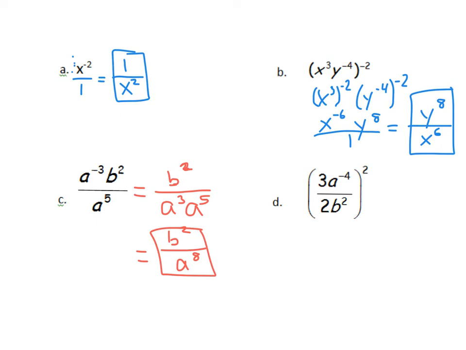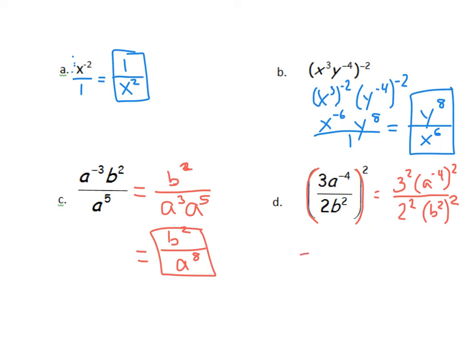Okay, one more. On this one, again, I'm going to look at my outermost exponent, and I'm going to give every single factor that exponent, because there's no addition or subtraction happening in the parentheses. So 3 squared, a to the negative 4 squared, 2 squared, because these parentheses are around the entire thing, so everything gets squared, and b squared squared.